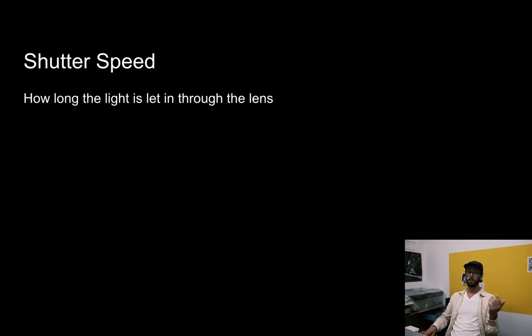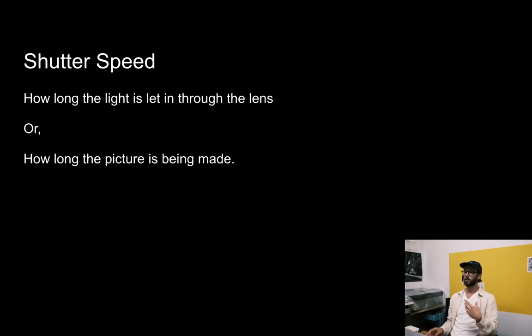Okay. Shutter speed is how long that amount of light is being let in through the lens, okay? So the lens is not letting light in, and we have our aperture that will let in a certain amount of light, and when we click the shutter button, whatever our shutter speed is set to will determine how long the picture is being made and for how long light is being let in.